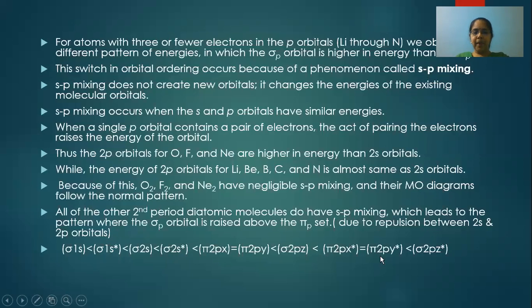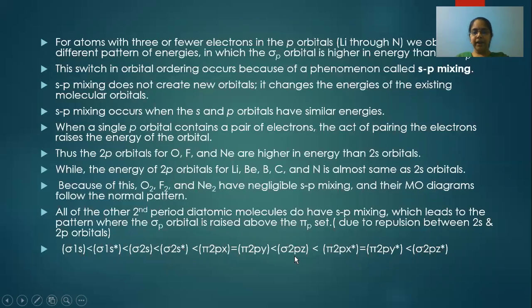So this is the energy pattern for the smaller molecules like lithium, beryllium, boron, carbon, and nitrogen, where the energy order is sigma 1s less than sigma star 1s less than sigma 2s less than sigma star 2s. After sigma star 2s, the electrons enter into pi 2px and pi 2py. Now this pi set is lesser in energy than sigma 2pz, which is lesser in energy than pi star 2px and pi star 2py, and this is lesser in energy than sigma star 2pz.